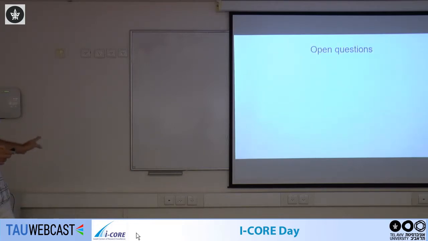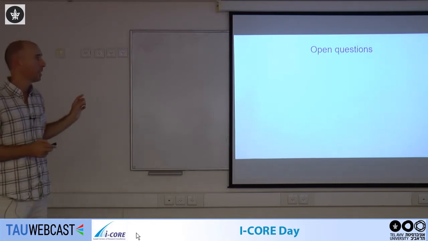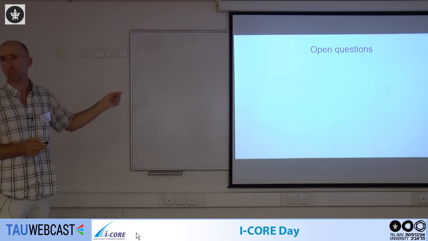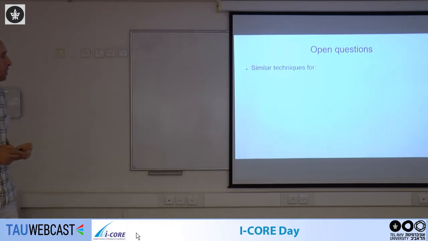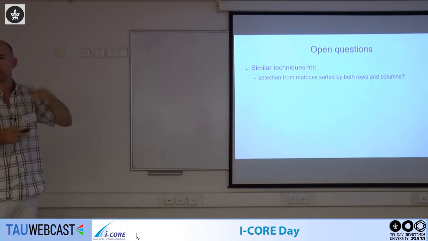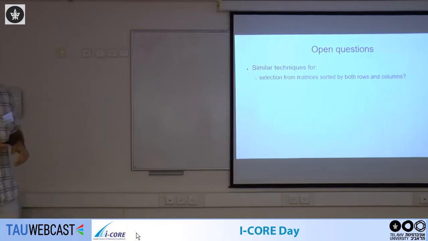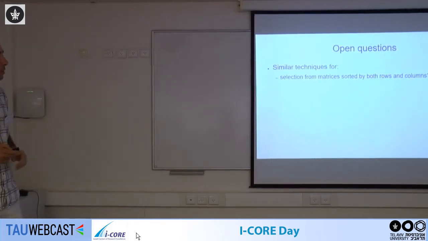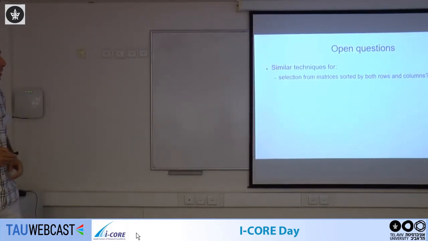So these are all the results. We simplify these classical results significantly, and in one case we give stronger bounds. Some open questions remain. Can we use similar techniques for the sorted matrices, where the matrices are sorted in both directions? This we didn't do. It's not clear if it's relevant to our techniques.